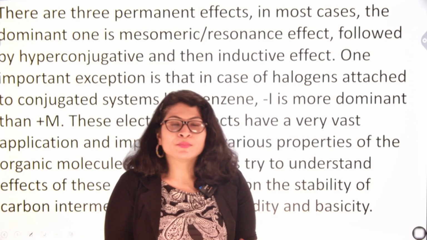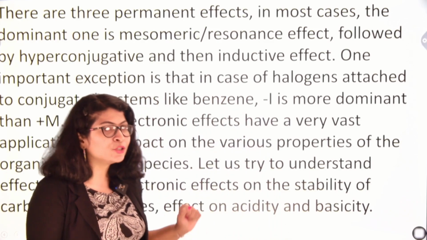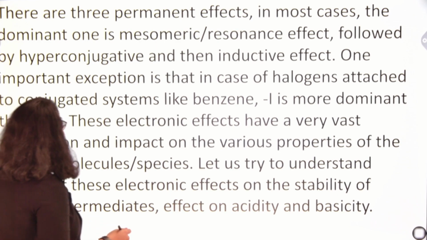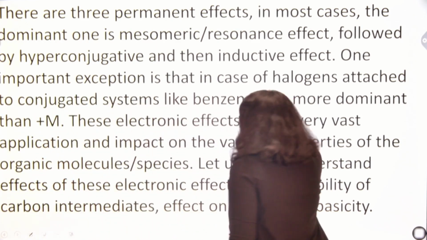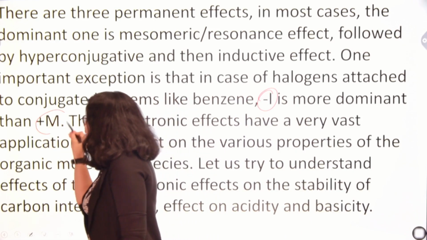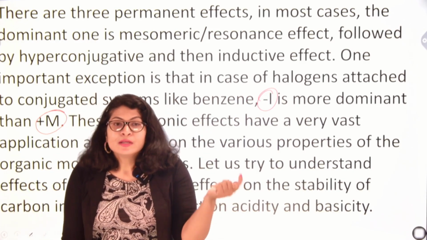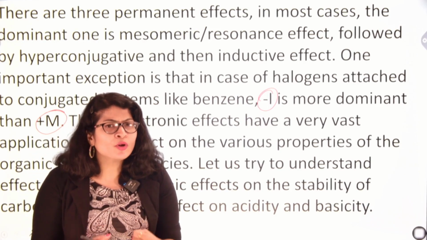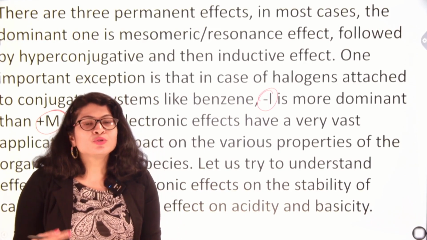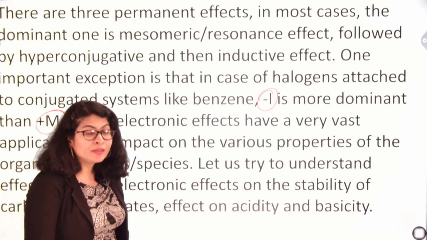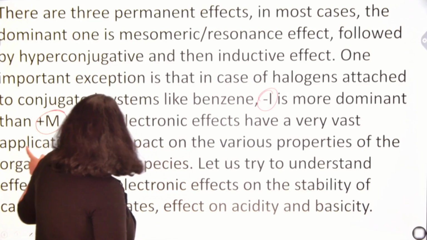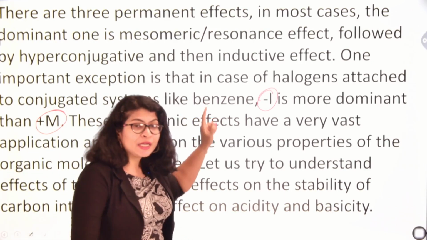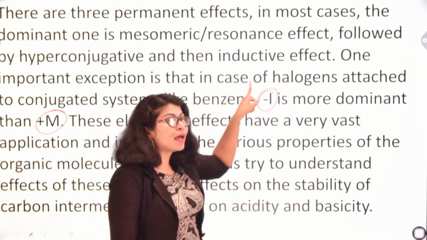One important exception is that in case of halogens attached to a conjugated system like benzene, minus I is more dominant than plus M. If a chlorine atom is there, then mostly it can act to withdraw electrons because it is more electronegative. So it was supposed to show plus M effect, but in case of chlorine, rather than plus M, it will dominantly show minus I effect.